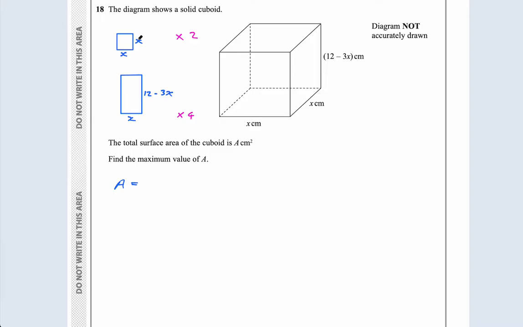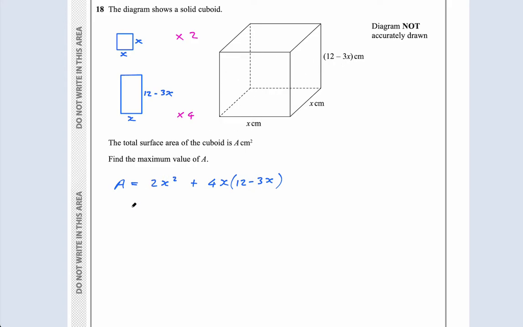Now the area of this is x squared, so it's 2x squared for 2 of these, because x times x is the area, times 2, plus 4 of these. Now what's the area of this? Well, it's x times 12 minus 3x. So that is the surface area in terms of x: x times x plus x times x plus x times 12 minus 3x, 4 times.